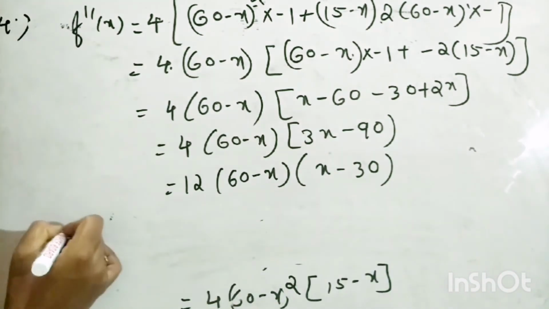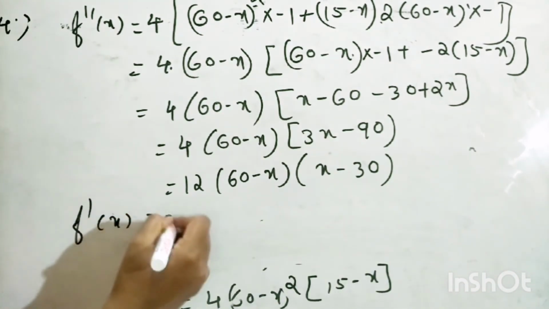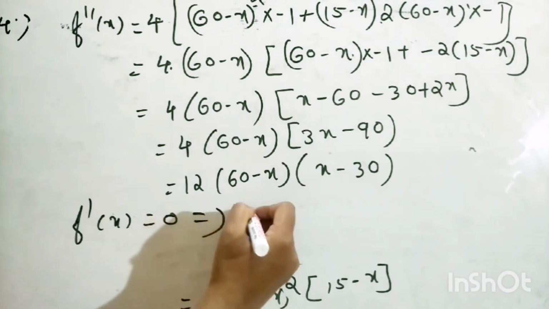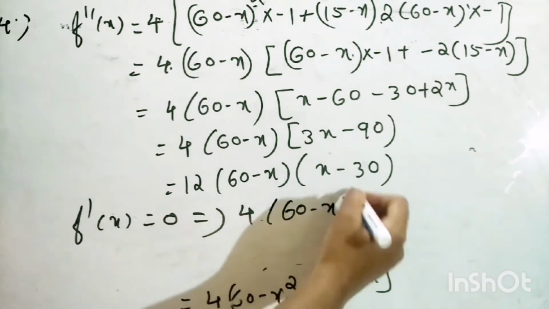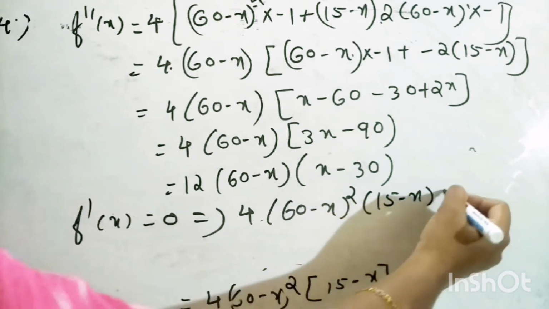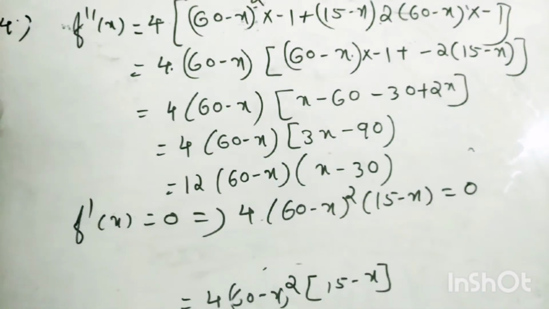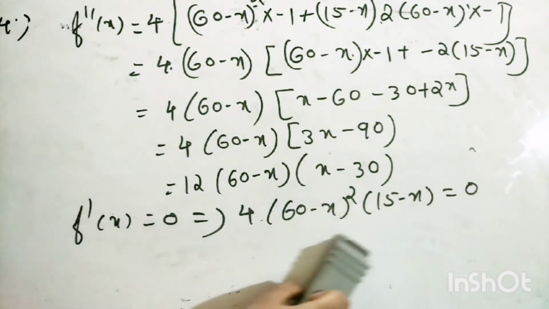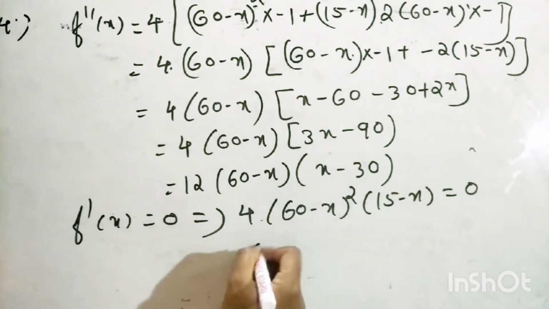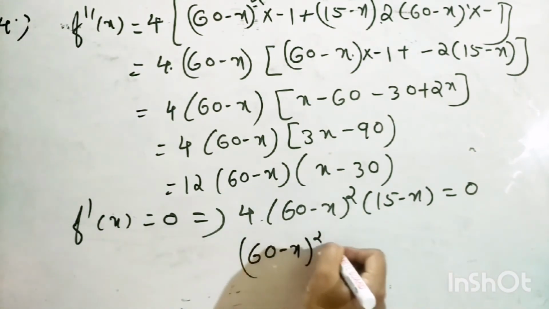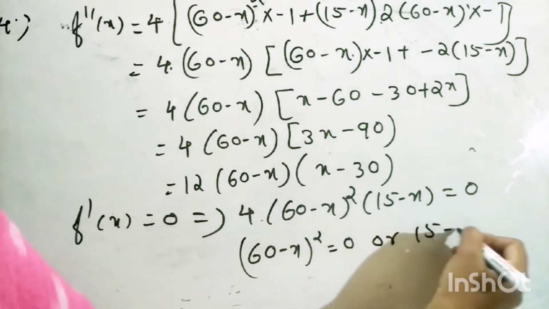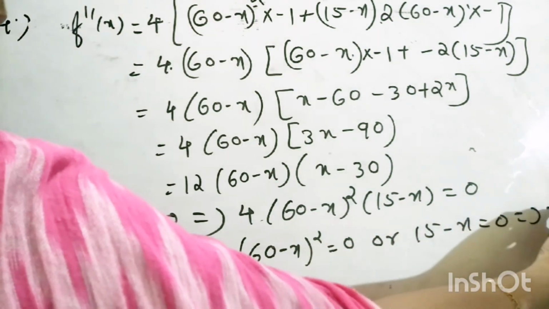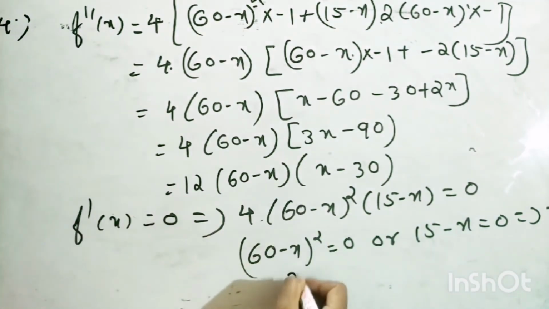Now we are going to equate our f'(x) to 0 to get the critical point. So f'(x) = 0 implies, what is our f'(x)? 4 into (60 - x)^3 into (15 - x) = 0. From this, 4 cannot be equal to 0. (60 - x)^3 = 0 or 15 - x = 0. This implies x = 15 we will get, and from this we will get x = 60.